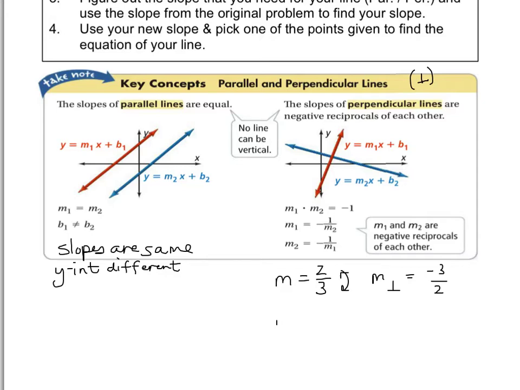Same thing if I had a slope of 4, I can write that as 4/1. The slope that's perpendicular to that would be the opposite of it, which would be negative, and flip that fraction, which is negative 1/4. Okay, so it gives you an idea of the importance of figuring out your slope in parallel and perpendicular lines. Okay, now let's take a look at some examples.